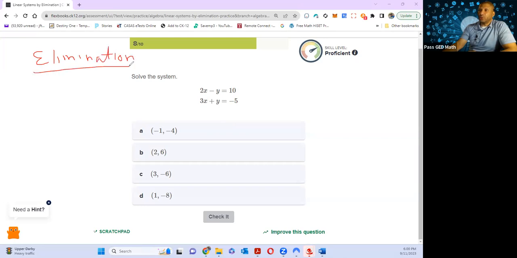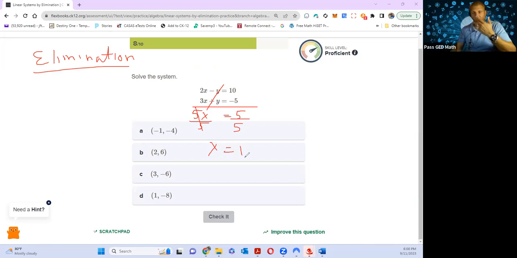That means you want to eliminate one of the variables. If you notice in these two equations, y is already eliminated. How do I know it's already eliminated? Because you see the opposite. Plus y and minus y cancel each other out. So you just combine these equations. You get 5x, the y's cancel, equals 5. Then it's a one-step algebraic equation. Divide both sides by 5. We get x equals 1.